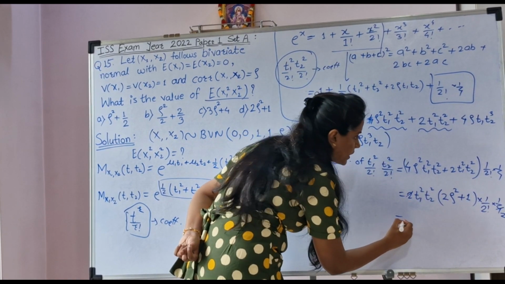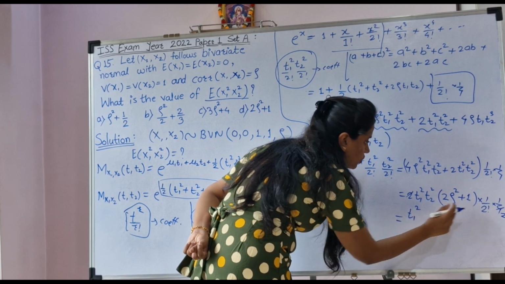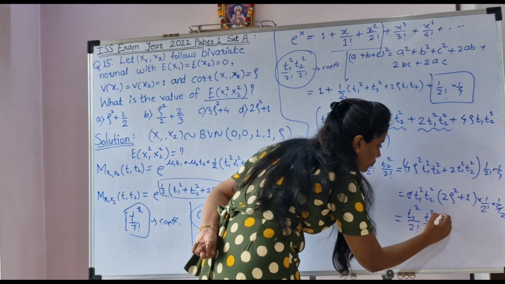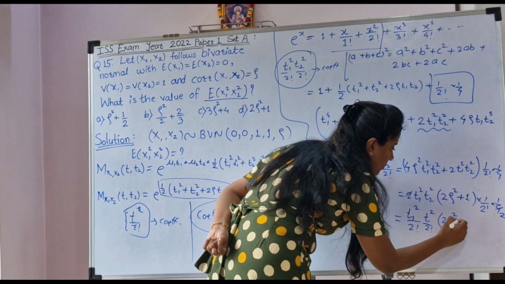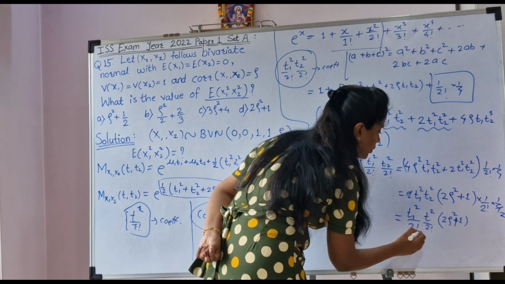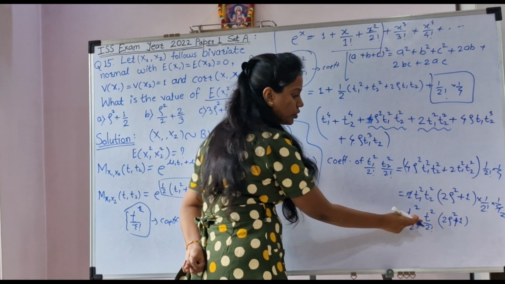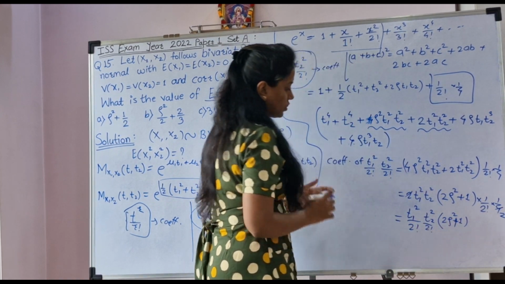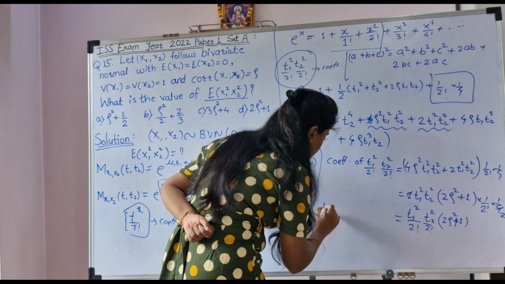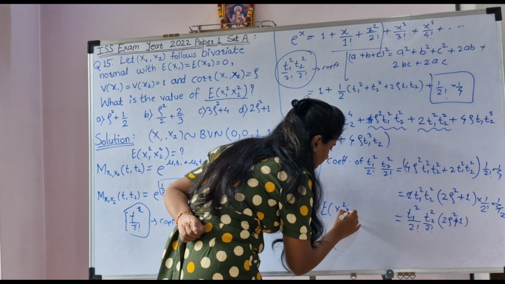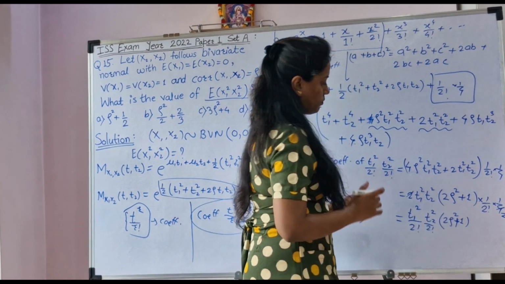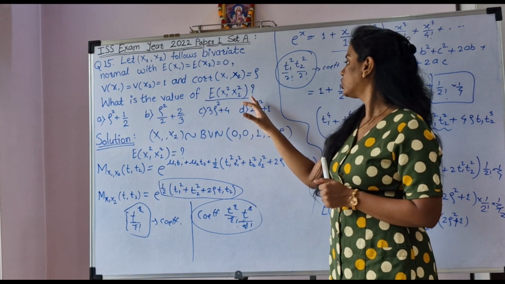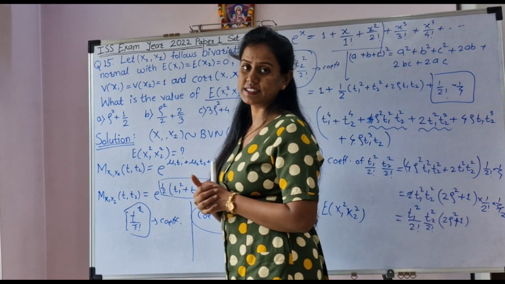So now we are getting t1 square upon 2 factorial, t2 square upon 2 factorial, times 2 rho square plus 1. So the coefficient with t1 square upon 2 factorial, t2 square upon 2 factorial is 2 rho square plus 1. So our answer for the expectation of X1 square X2 square is 2 rho square plus 1. Is it an option? Yes, option D is 2 rho square plus 1. So the correct answer is option D.